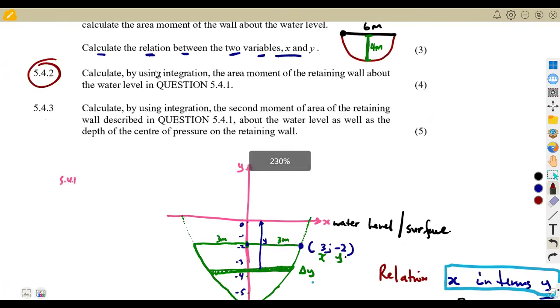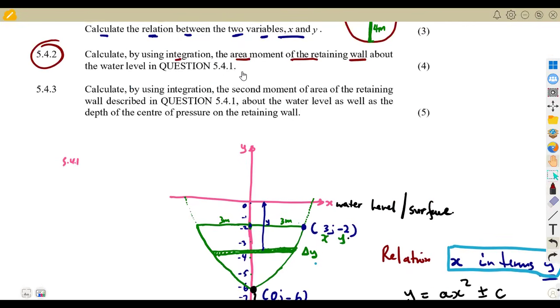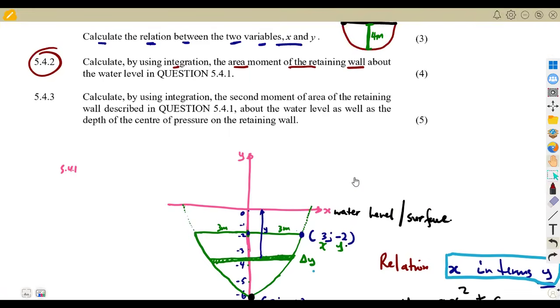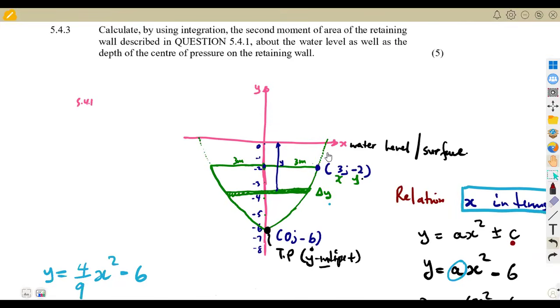Calculate by using integration. We are told there, using integration, of which you're supposed to know that you're supposed to use integration to calculate what? The area moment of the retaining wall. Which is our retaining wall? Our retaining wall is this one. This is the wall that we are talking about. This is our retaining wall, the one that we calculated its relationship. So they need us now to calculate the area moment about the water level in question 5.0, about the condition that we are given, which is 2 meters below the water level. All right, so this is it.